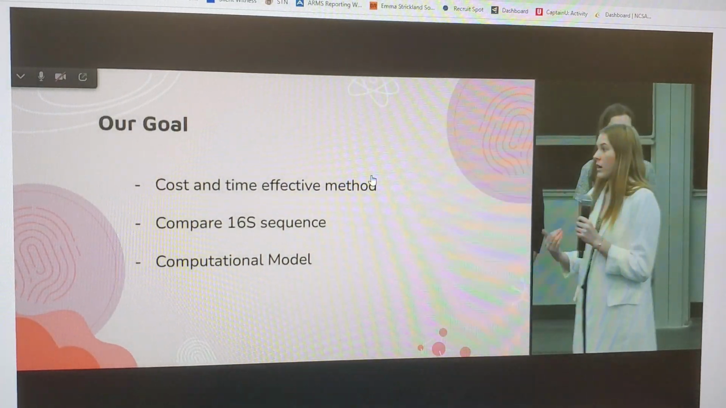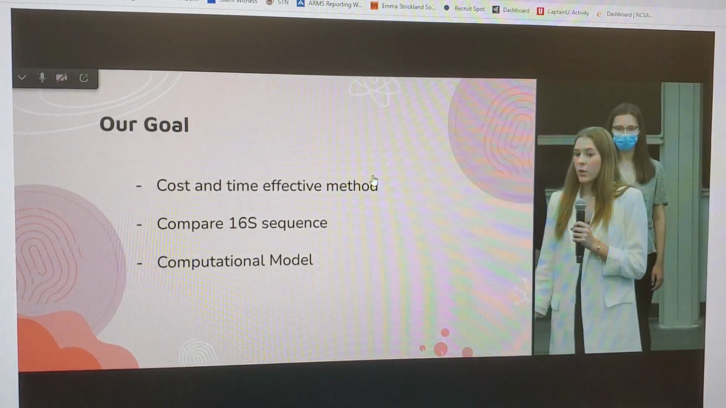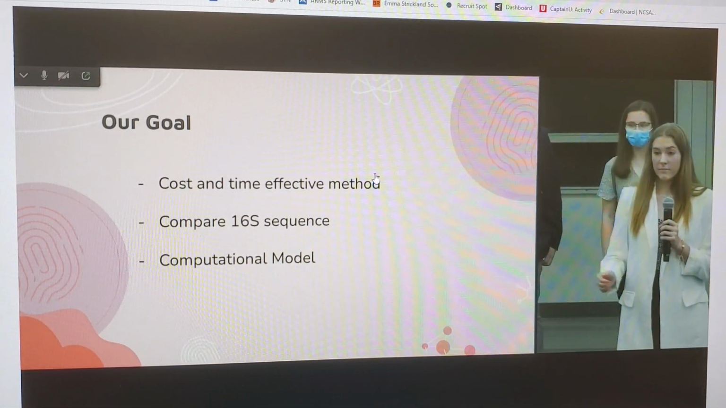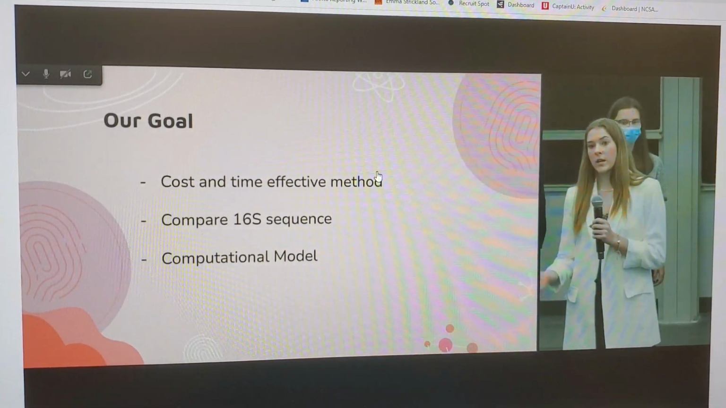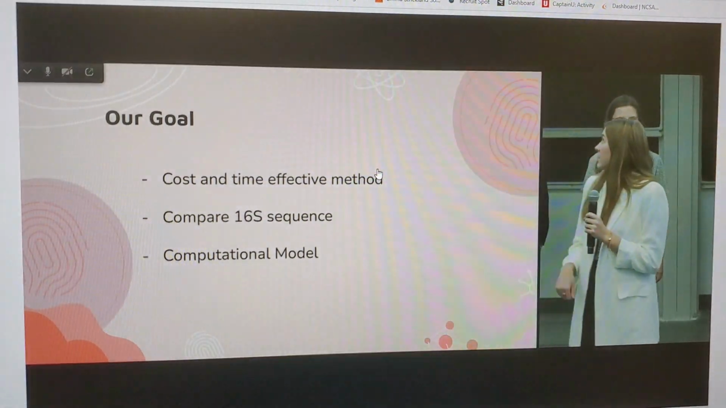Probiotics are beneficial to your body and in your diet. So we wanted to create a cost and time effective method of identifying lactic acid bacteria so that people have a better understanding of what they're putting into their body on a daily basis.